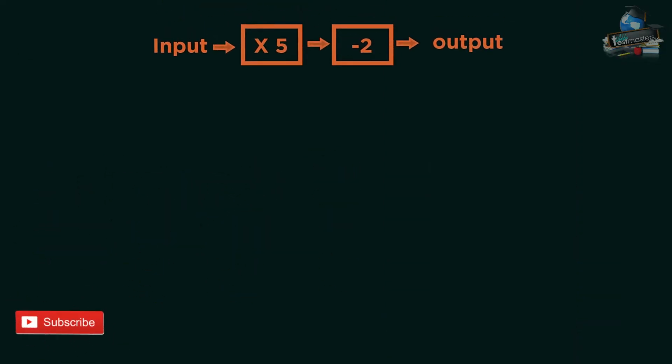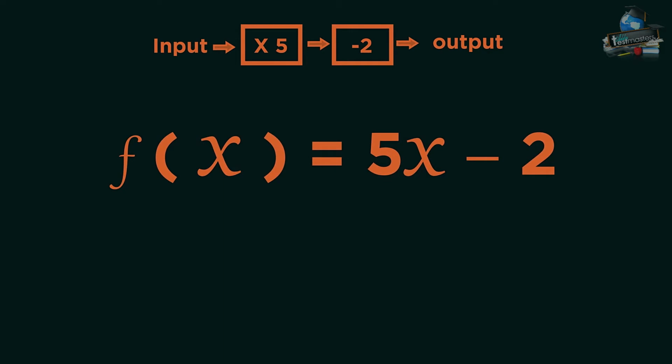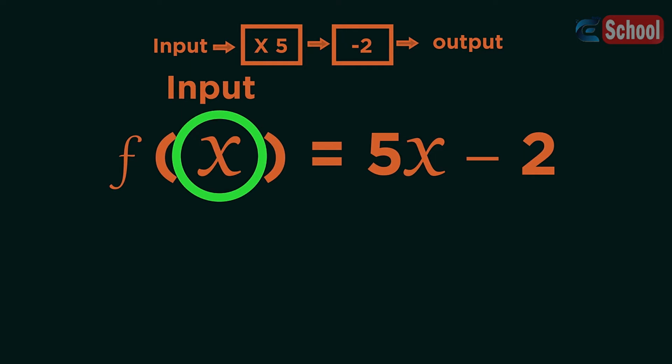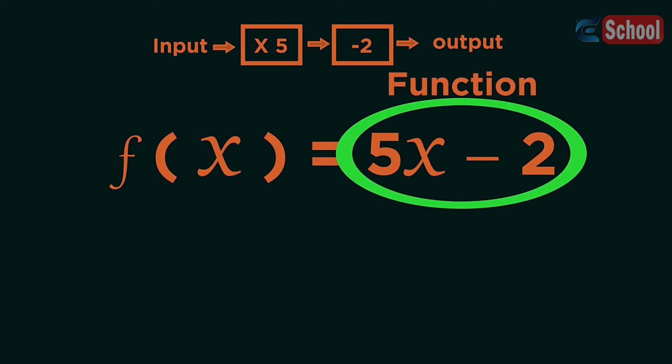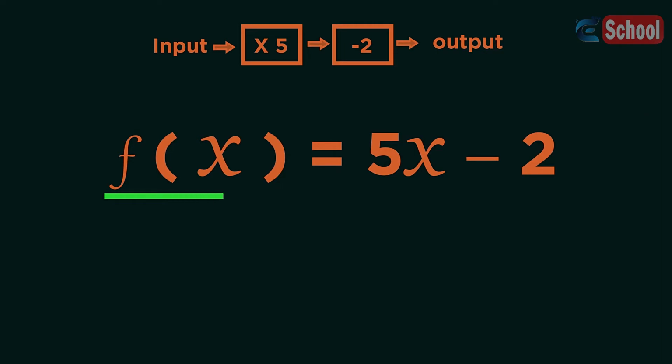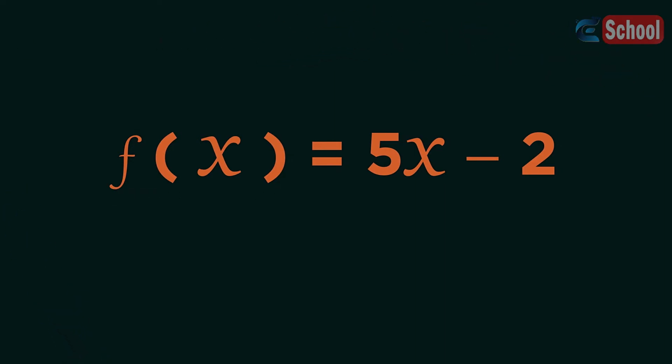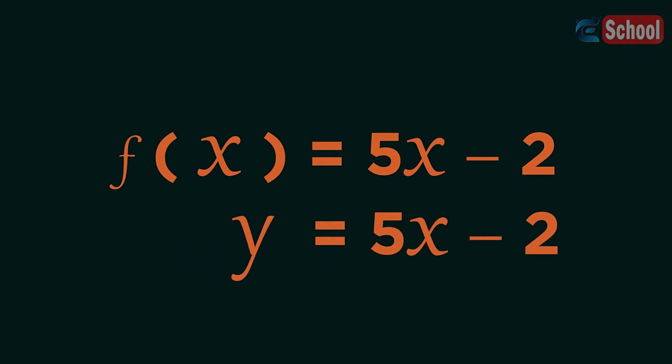Mathematically, we'd write this function as f of x equals 5x minus 2, where x is our input and what f of x equals is our function. F of x is the mathematical notation. Think of it in a similar way to how you'd think of y. We say a function of x equals 5x minus 2.